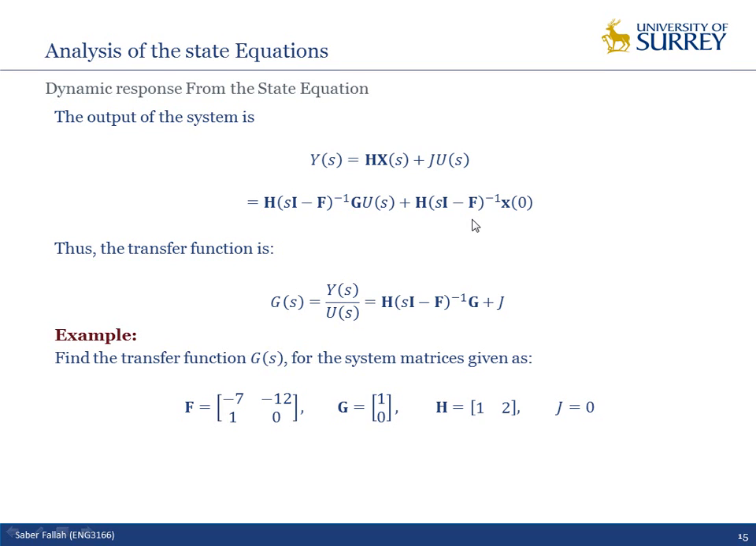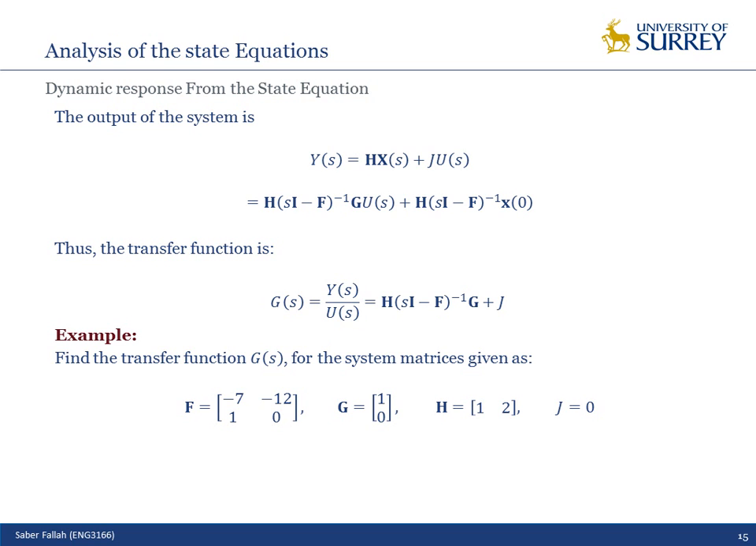First, let's finish the example. What we did last week, we found the transfer function of a closed loop system based on system matrices in state space format. We figured out that G(s), the output over input, is H, the output matrix, times (sI minus F) inverse, multiplied by G, the input vector, plus J.